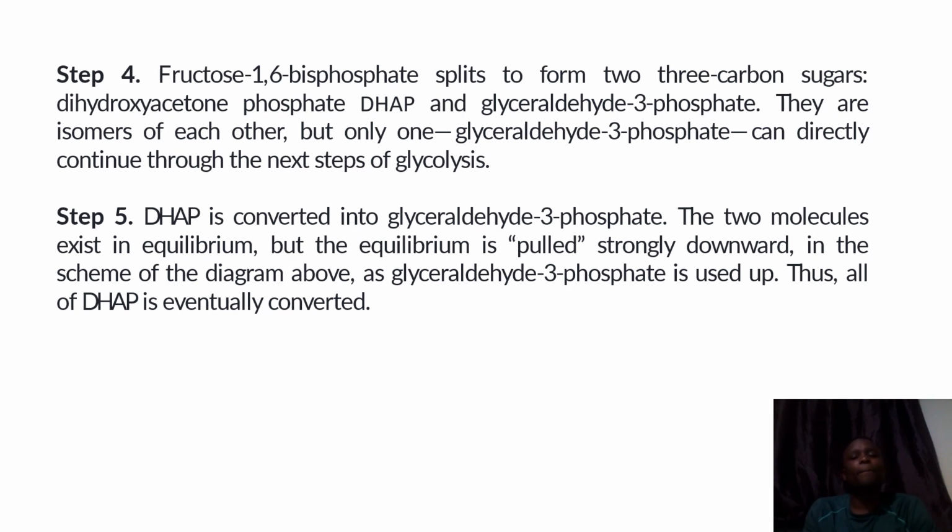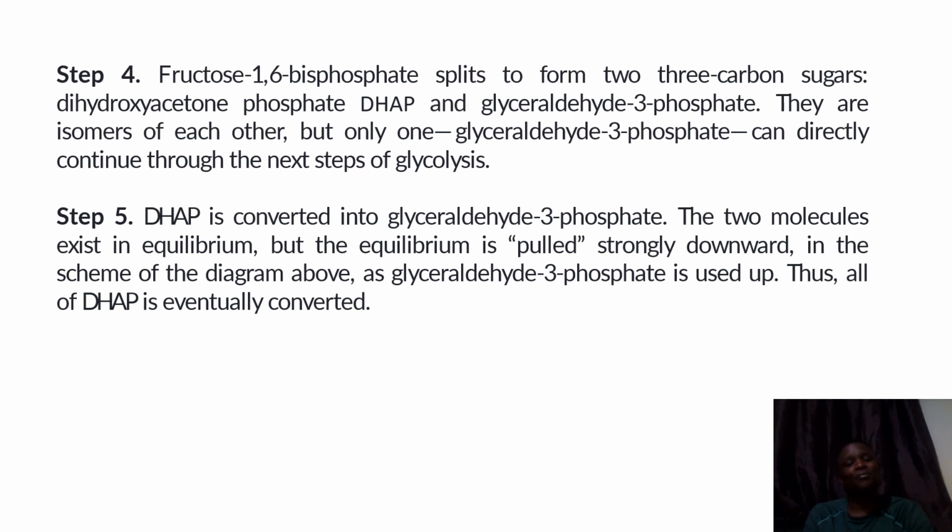Now in stage 4, fructose 1,6-bisphosphate is split into two 3-carbon sugars, like we said before. That is dihydroxyacetone phosphate and glyceraldehyde 3-phosphate. These two, three-carbon compound molecules are simply isomers.